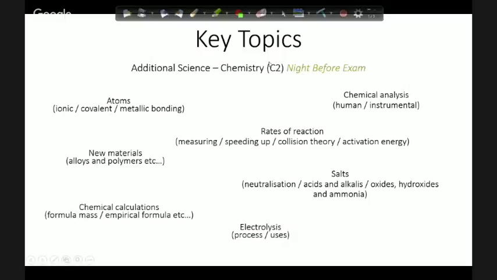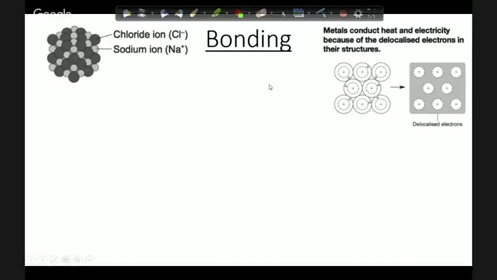Moving on then, we'll talk about the key topics in the C2 paper. So we've got atoms and a little bit of different stuff compared to C1, but we've got all the bonding stuff, okay, covalent bonding, giant covalent and things. We'll talk about new materials and polymers and alloys, chemical reactions and the calculations we've got to do, chemical analysis such as chromatography, gas chromatography and things, and rates of reaction, salts, there's a big topic on salts, and electrolysis. So feel free to post any questions on Frog that you want me to answer, and I'll go through those as I can as well.